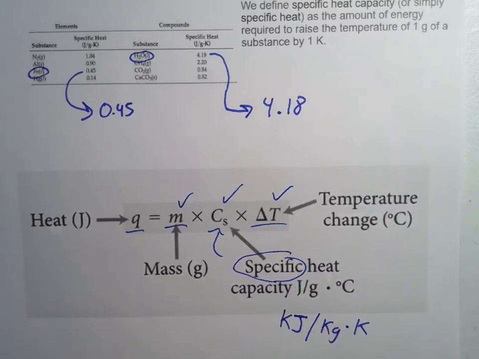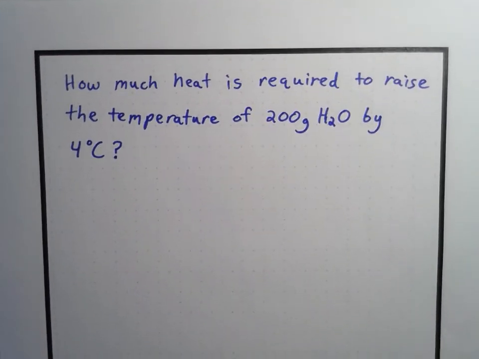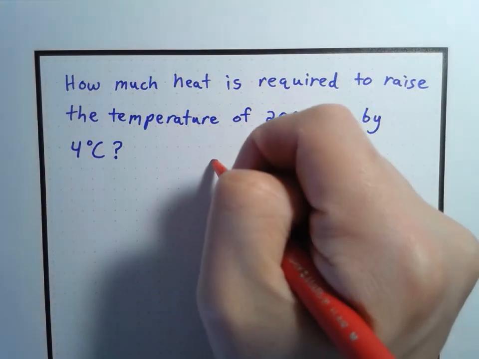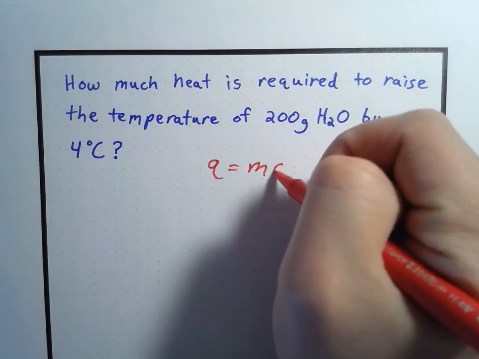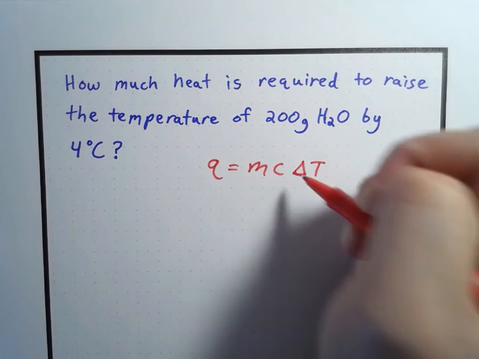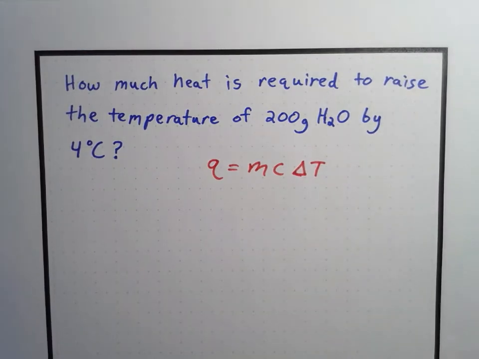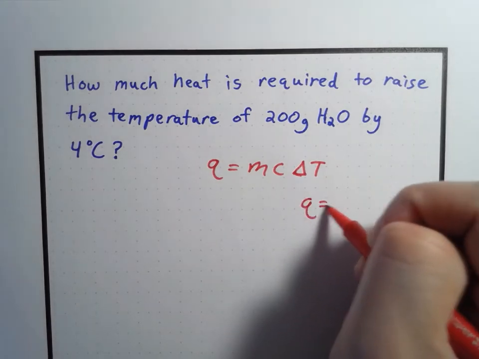So let's take a look at a basic question here. This is a pretty simple one. It's just asking how much heat is required to raise the temperature of 200 grams of H2O, or water, by 4 degrees Celsius. So we're just going to use the formula that we just learned: Q equals mc delta T. Now, one thing I really like to do with problems like this is to take inventory of what I have and what I do not have.